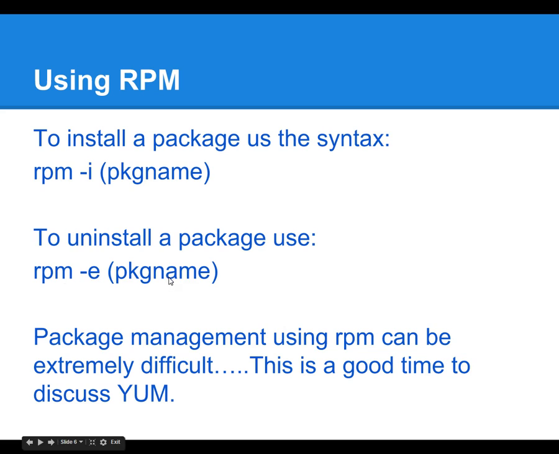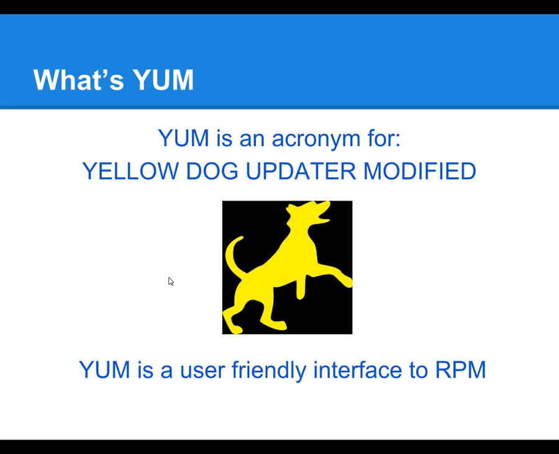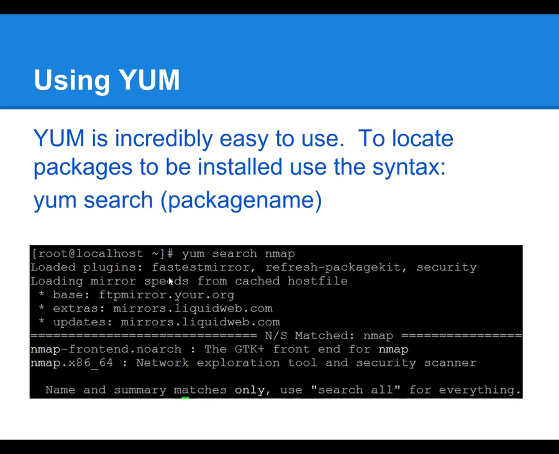Now, although the syntax is really simple and it appears that RPM is easy to use, it's not. It's really difficult to use, and now is a good time to discuss Yum. Yum stands for Yellow Dog Updater Modified, and basically it's a user-friendly interface to RPM. The syntax to Yum is as easy to use as the syntax to RPM. However, Yum is really user-friendly. It's really easy to use.